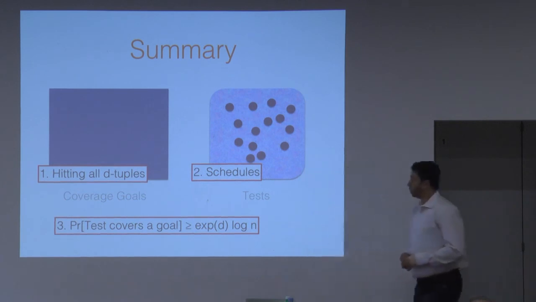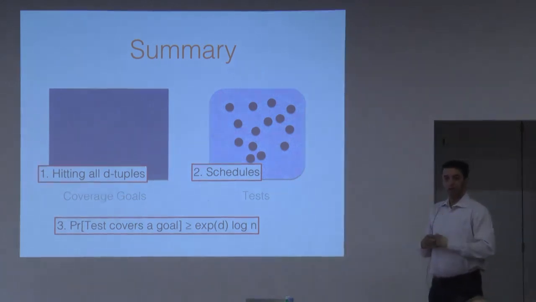The second example was hitting all possible orderings of d tuples in an asynchronous program. Here, the tests were schedules or linearizations of these events. And again, what we could show is that the probability that a random schedule covers a specific d tuple depends exponentially on d, but only logarithmically in n. And in an asynchronous program, you would expect that the number of events n is much larger than d, which is the bug depth that you're looking for.